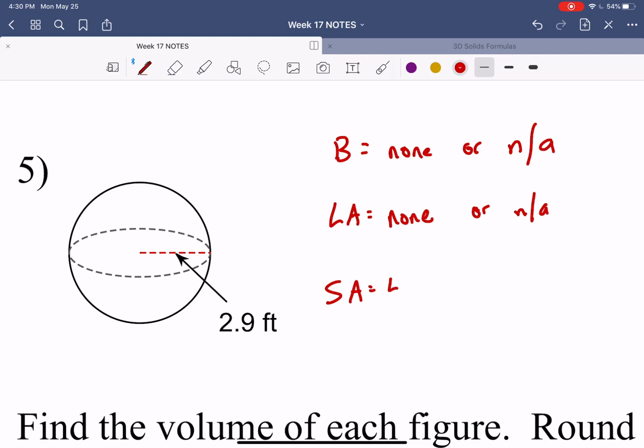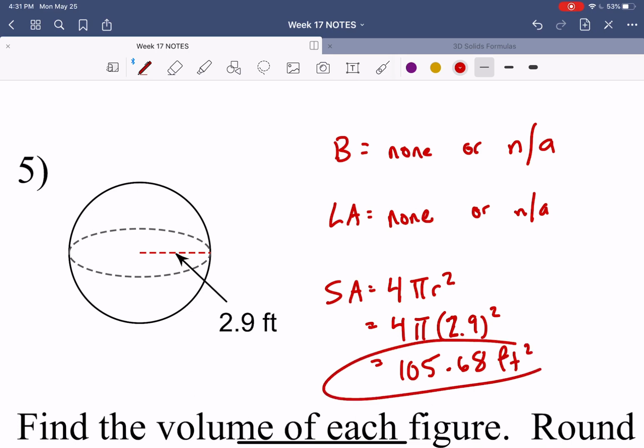And our formula for that was 4 pi r squared. So we just have to look at our diagram, 4 pi, find the radius, which here they gave it to us right away, 2.9, and then squared. So I'm going to plug that into the calculator, again using the pi button, and I get 105.68, and our unit here is feet, so we do feet squared. So lateral area, none, it's not applicable. Surface area, 105.68. Good luck.